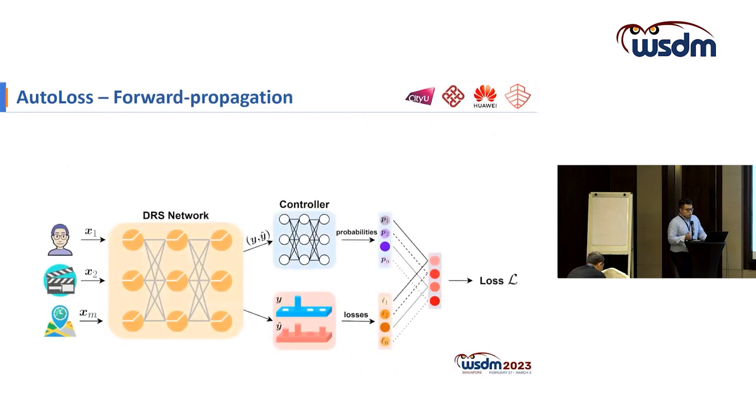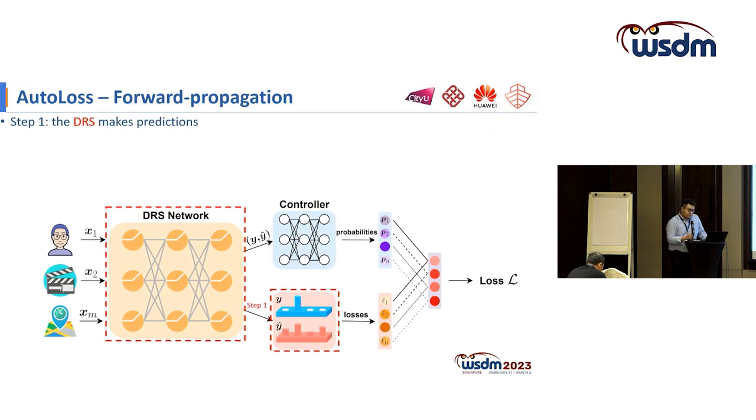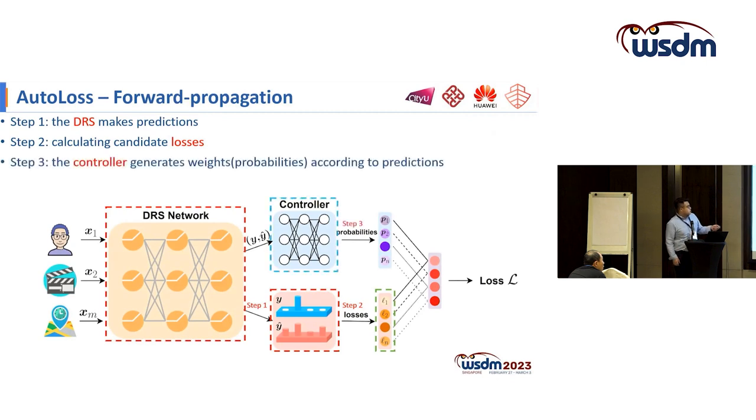And here is the framework of AutoLoss. I will first introduce the forward propagation process. It could be divided into four steps. In the first step, the deep recommender system will make the prediction, and in the second step, we calculate all of the candidate losses, just as shown here. At the third step, the controller will generate weights for these different loss candidates, and at the last step, we calculate the overall loss by weighted sum, combining these two parts together.